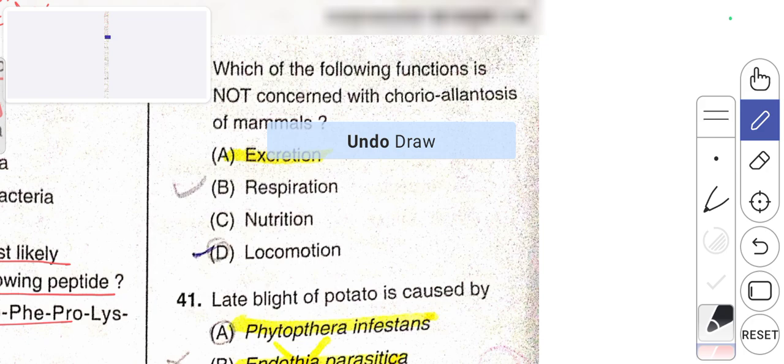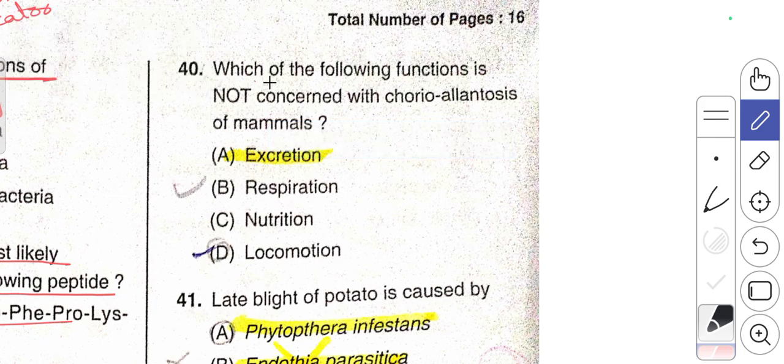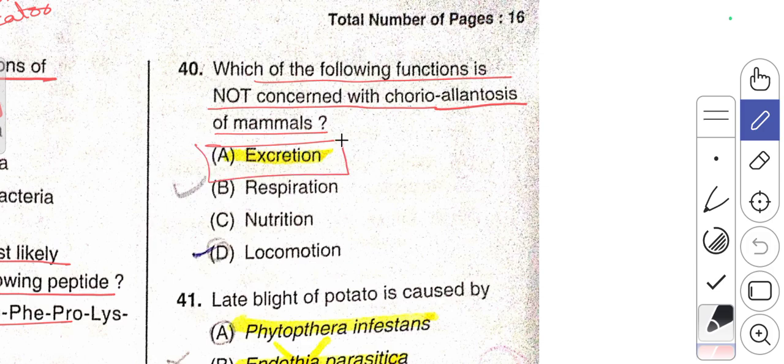40th question. Which of the following functions is not concerned with chorioallantois of mammal? That is excretion. So for 40, A is the right answer.